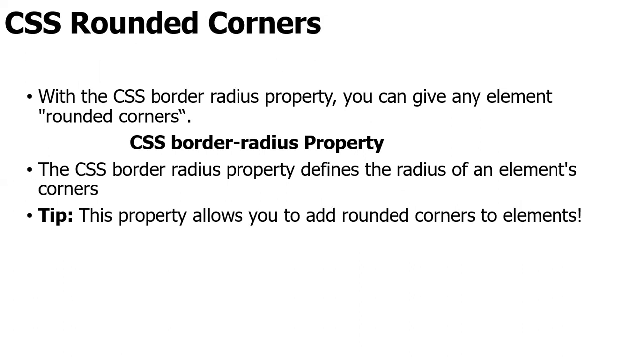Next is CSS rounded borders. All the content will be in a CSS box, so we can give the corners of the box as rounded corners. With the CSS border-radius property, we can give any HTML element rounded corners. The CSS border-radius property defines the radius of an element's corners.